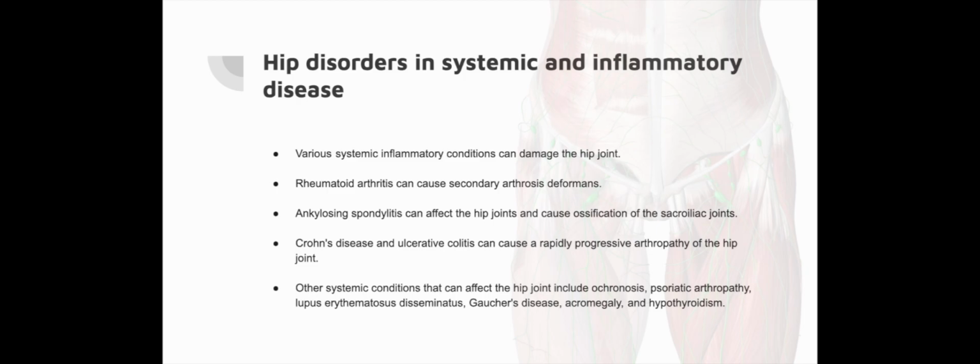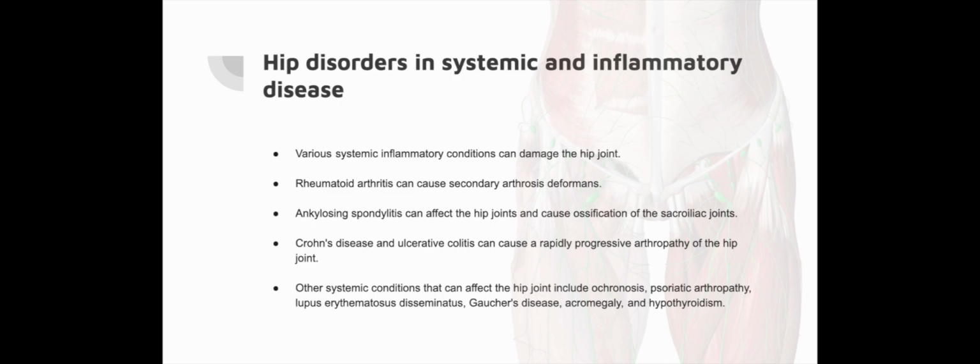Ankylosing spondylitis primarily affects the axial skeleton, including the sacroiliac joints, the spine, and sometimes the hip joints. Symptoms include lower back pain and limited mobility. Treatment involves drug therapy, exercise therapy, and potentially total hip replacement.